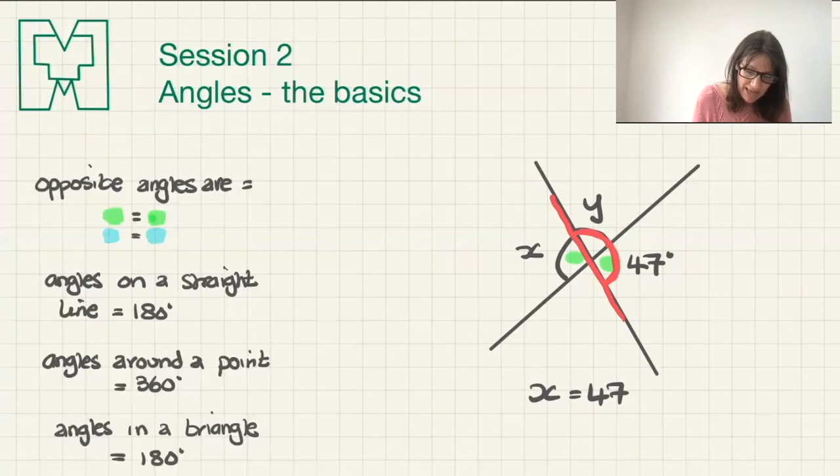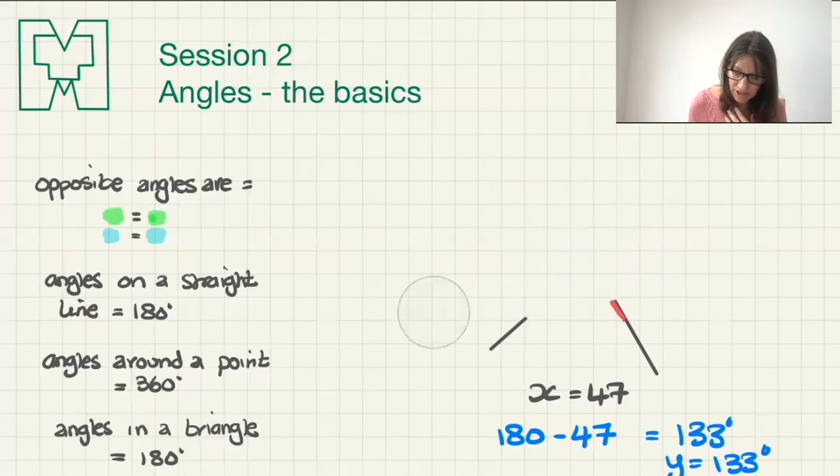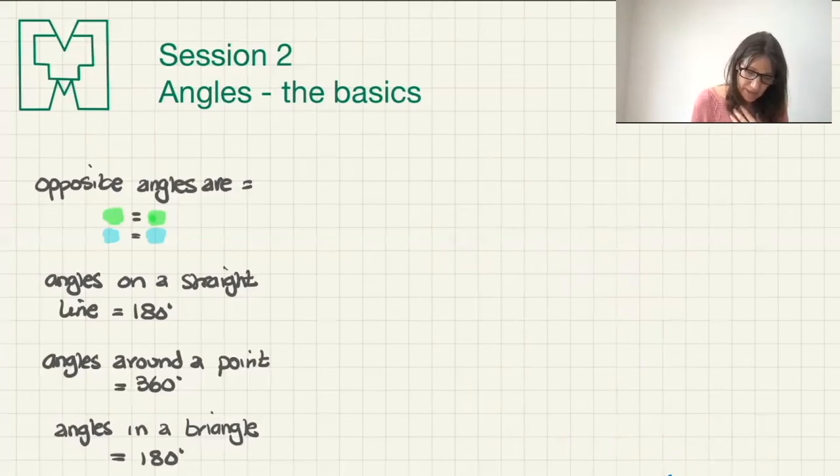So I am going to do my maths, which is 180 for a straight line, take away what you know, which is 47. So 180, take away 47 is 133 degrees. So my Y is equal to 133 degrees. Okay, so well done on that. Let's do another couple of questions. We are going to do this one.